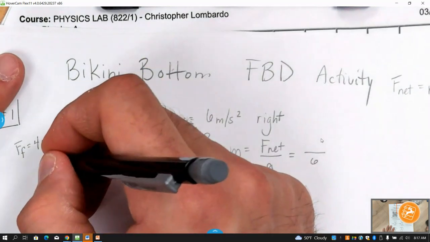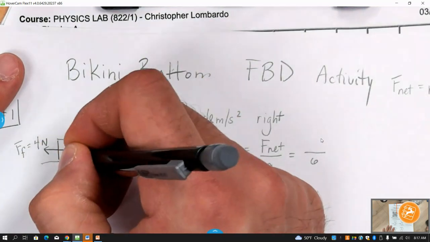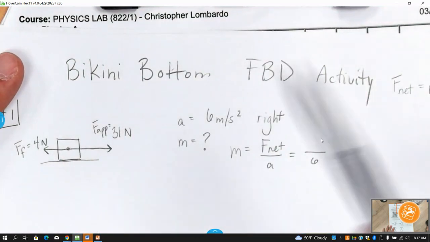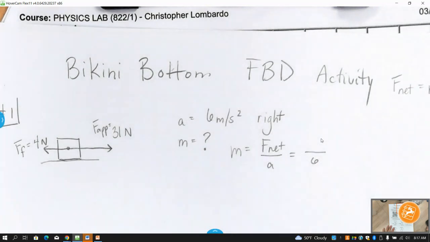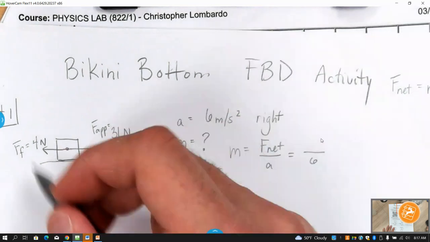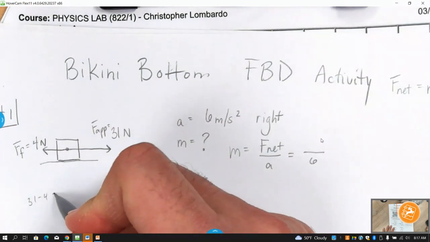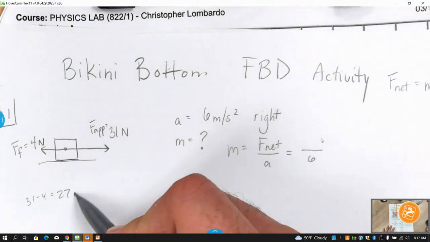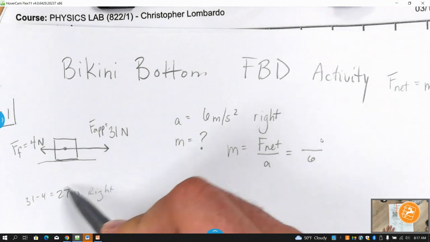So since they explained to us that he's not moving up or down, right now the weight and normal force on him do not matter. So what we're going to be doing is literally just taking these two opposing forces. And what do we do if we have two force vectors in the opposite direction? We subtract. So 31 minus 4, 27. So that would be 27 newtons to the right. That is your net force.